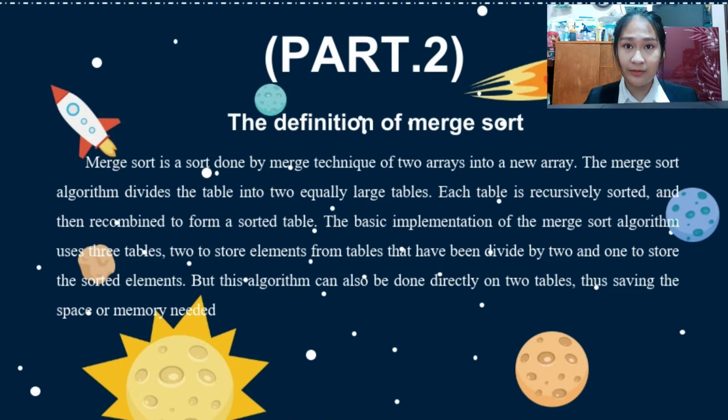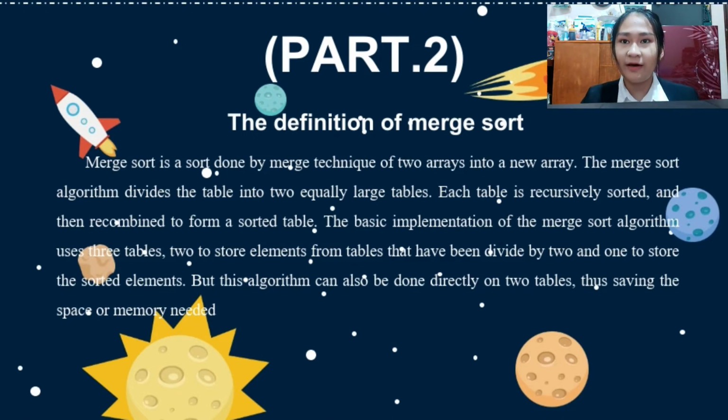Merge sort is a sort done by the merge technique of two arrays into a new array. The merge sort algorithm divides the table into two equally large tables. Each table is recursively sorted and then combined to form a sorted table. The basic implementation of the merge sort algorithm uses three tables: two to store elements from the tables that have been divided by two, and one to store the sorted elements. But this algorithm can also be done directly onto the tables, saving the memory space needed.